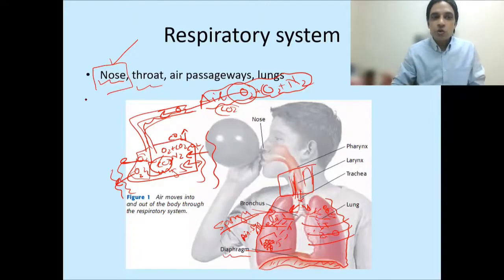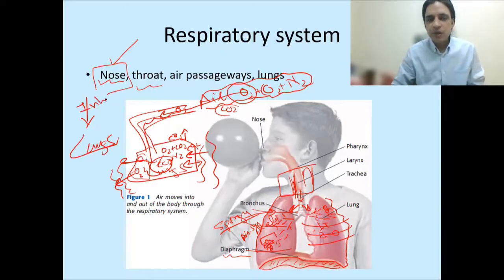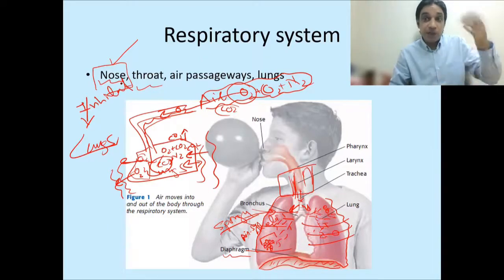So when the gases run inside our lungs, this process is called inhalation or inspiration. Inspiration, not the inspiration we used to take from great people.